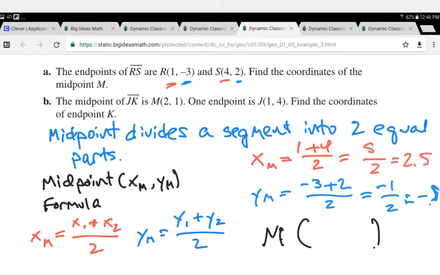So our midpoint in the end, M, is 2.5, negative 0.5. And I could have also used the fractions, 5 halves and negative 1/2 would have been the same thing. In many cases I actually kind of prefer the fractions, but alright, there you go.